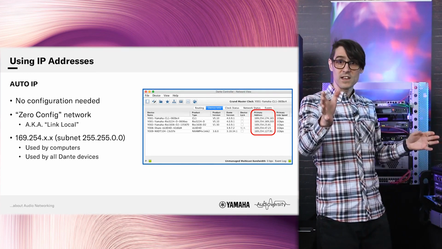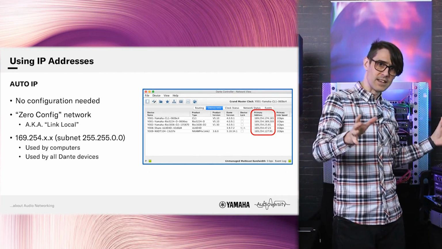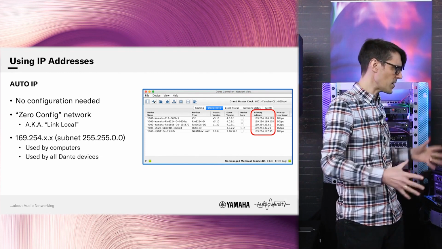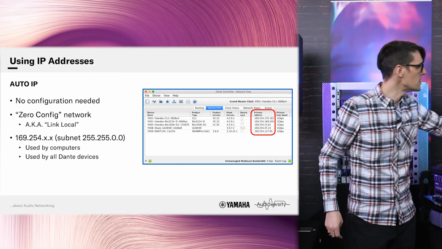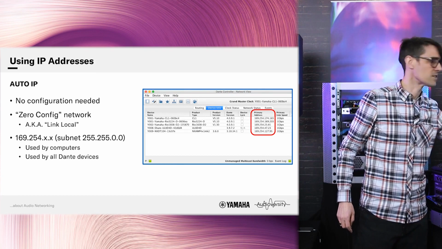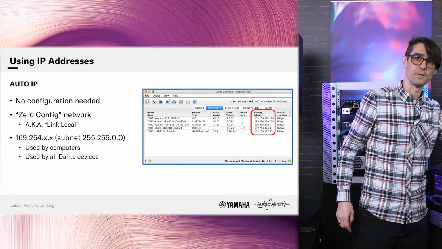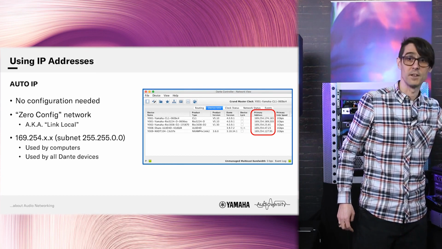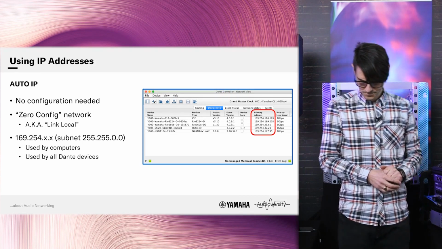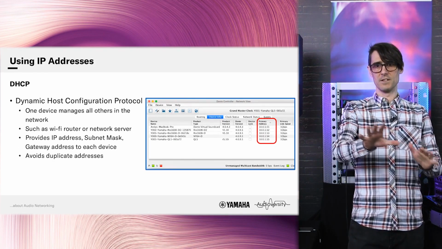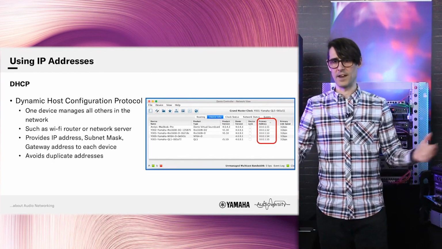And that address type is used by Dante devices by default as well. So when you create a Dante network, maybe if you see on the screen here, everything starts 169.254, then random numbers after that. So that's great. You don't have to do a lot of manual management.